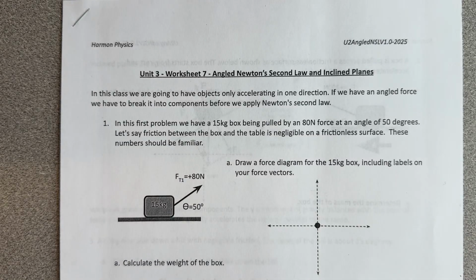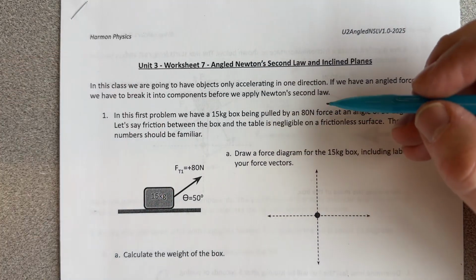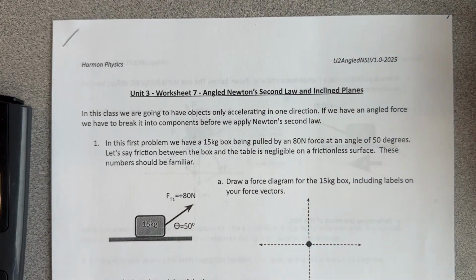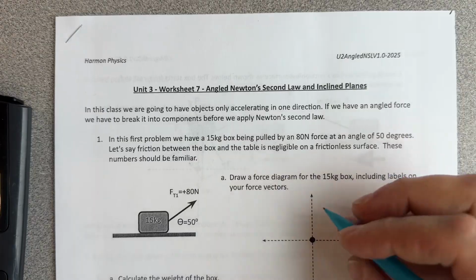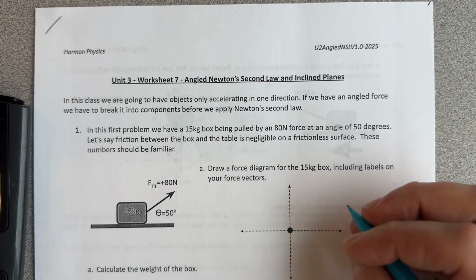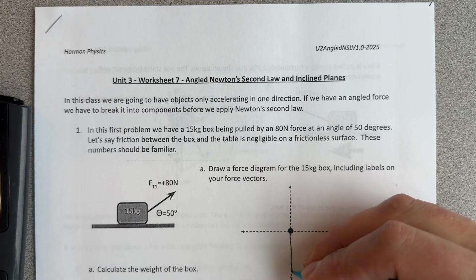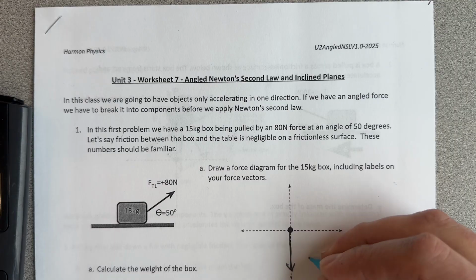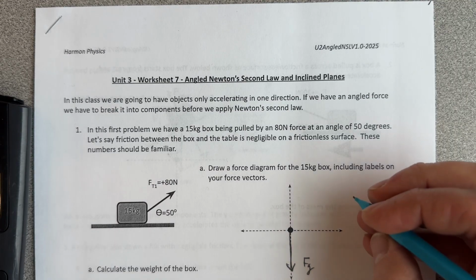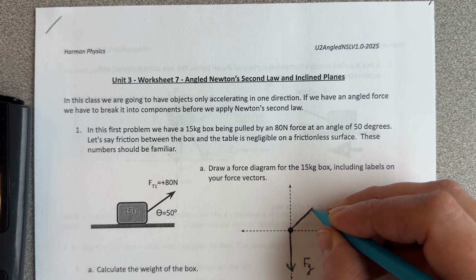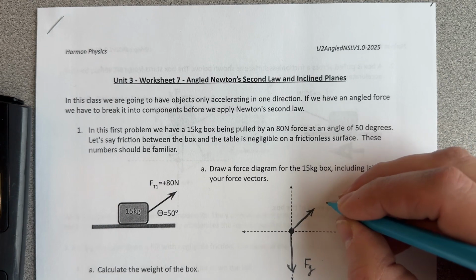All right, I'm gonna go pretty quick through this one, just because we don't have a lot of time. So here we go. This box is being pulled, 80 newton force, 50 degrees. All right, so let's get our force diagram here. We've got force of gravity going down, Fg. We've got the applied force, 80 newtons, Ft1.